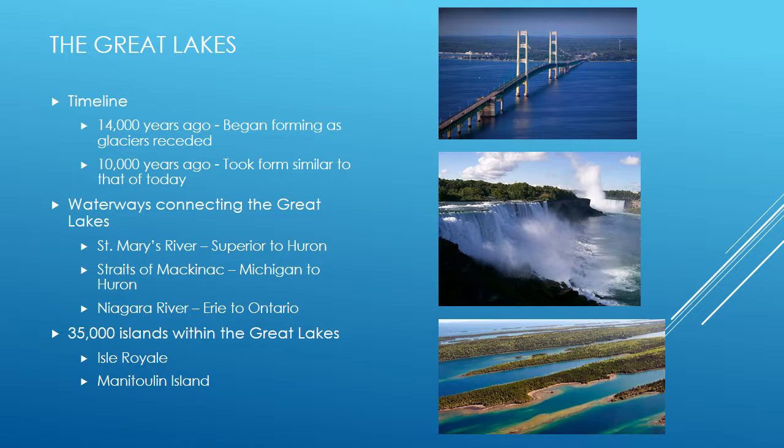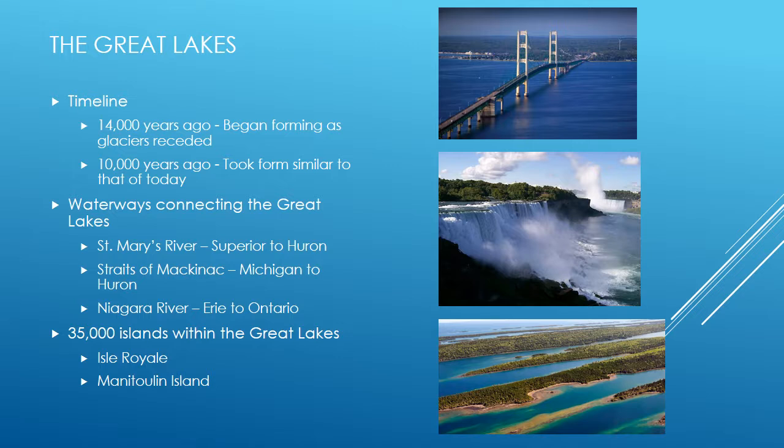There are multiple waterways that connect the Great Lakes to one another. The St. Mary's River connects Lake Superior to Lake Huron. The Straits of Mackinac connects Lake Michigan to Lake Huron, which is the top right picture. And then the Niagara River connects Lake Erie to Lake Ontario, and the Niagara Falls are within the Niagara River, as you can see in the picture in the middle.